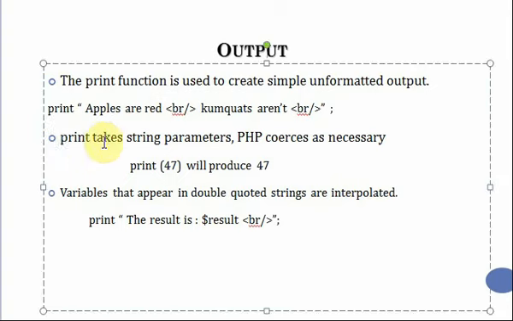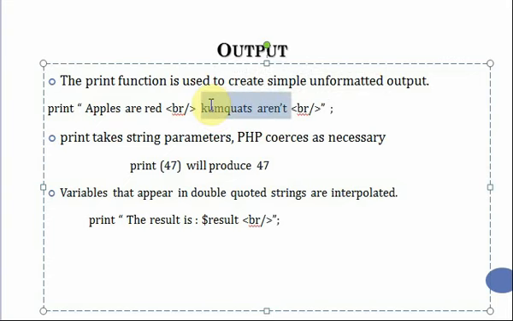Now we'll come back here. Print takes a string parameter. We're not seeing this example, so we'll just come here. Print can be written as print followed by double quote. You can see here, apples are red. This is one statement. Followed by that you have used a break tag. The purpose of the break tag is that whatever statement follows next has to come on the next line. So the result of this statement is that apples are red will be in one line, and on the next line a message will be displayed as kumquats aren't.